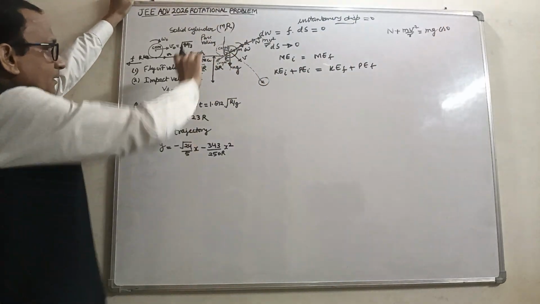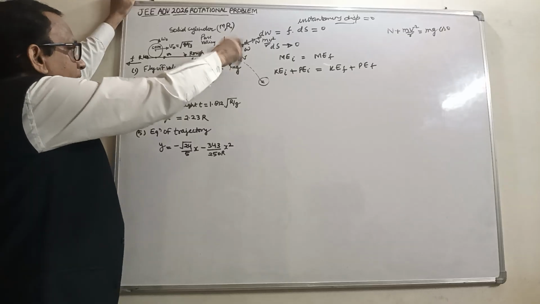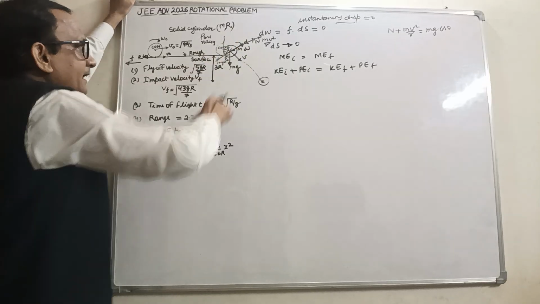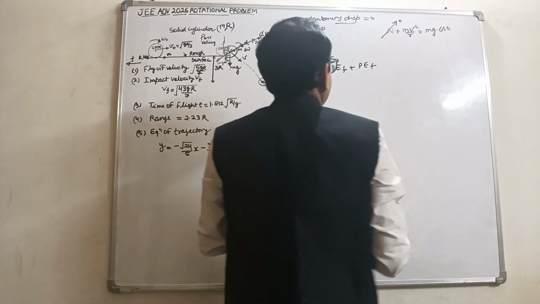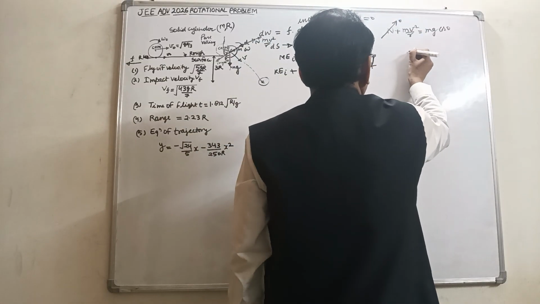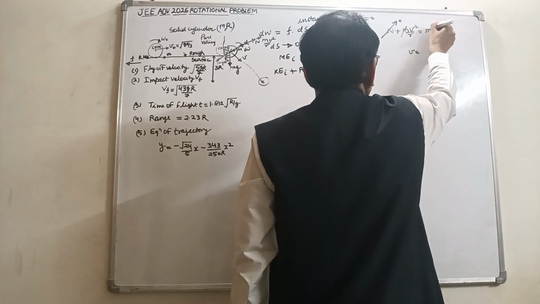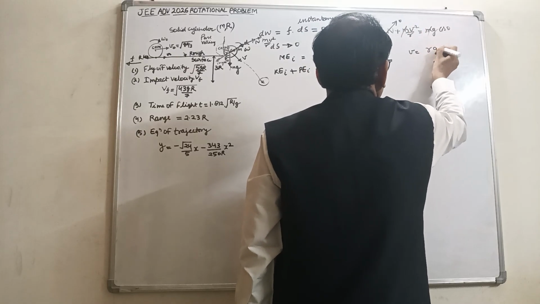When this solid cylinder detaches here, the normal becomes 0 on detachment. So v square would be equal to rg cos theta.